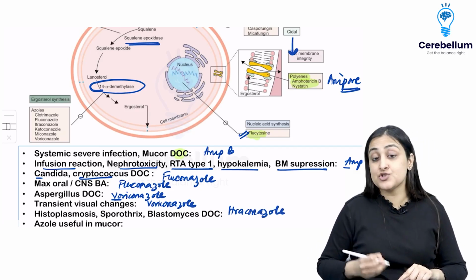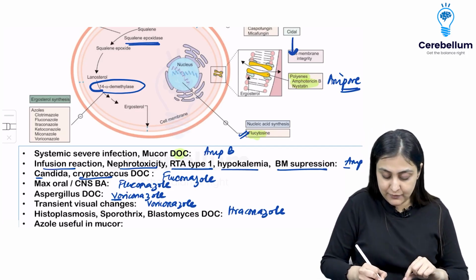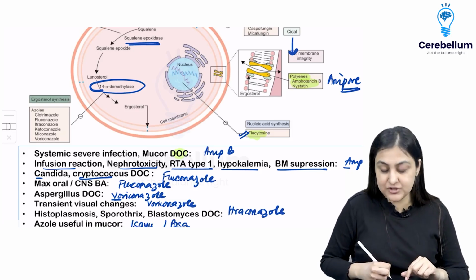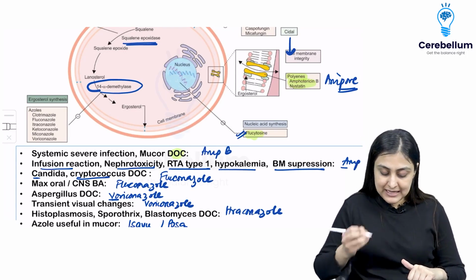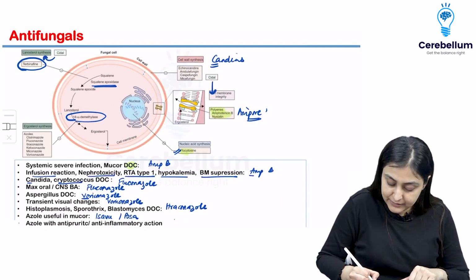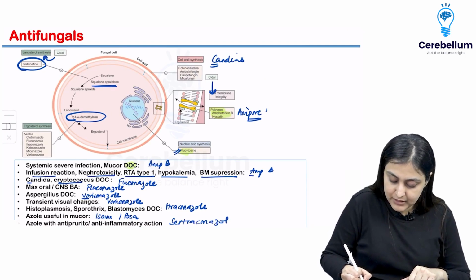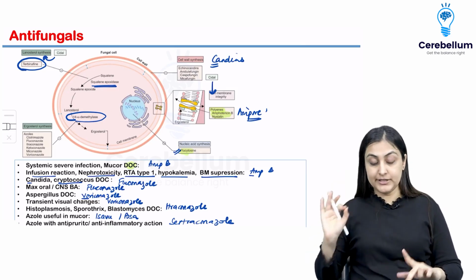The azole which is useful in mucor. So, mucor so far only AMP-B was effective, but now we have isavuconazole and we have posaconazole, which are effective against mucormycosis. And also a repeat question, the azole with antipruritic or anti-inflammatory action is sertaconazole. Okay, so this is about all of the one-liners that you wanna remember.